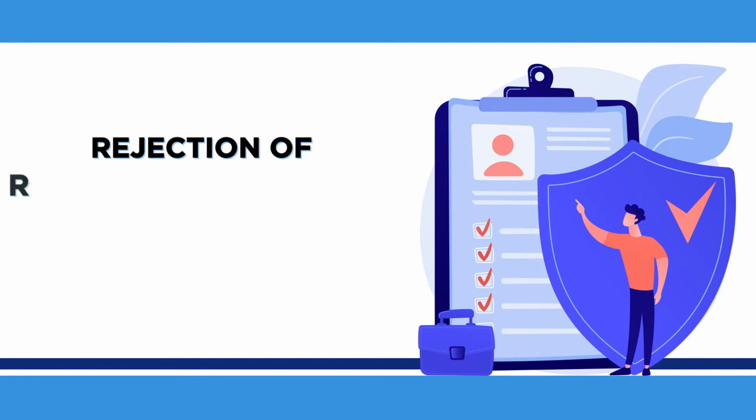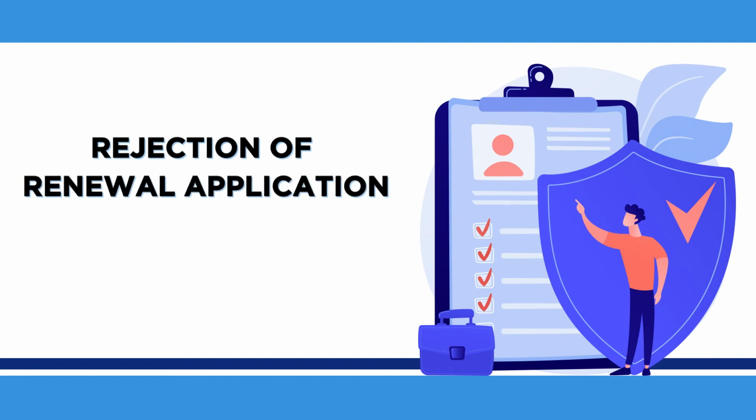If the application is rejected by the authority, the applicant cannot function as an insurance web aggregator anymore, and its business ceases to exist. However, there is a silver lining here. The applicant can file an appeal against the rejection with the Securities Appellate Tribunal within 45 days of receiving the rejection order from the authority.